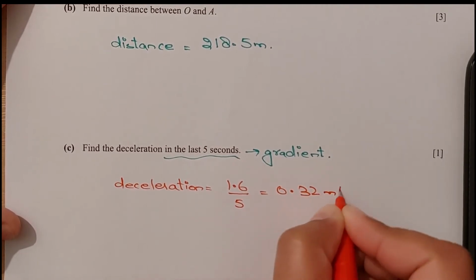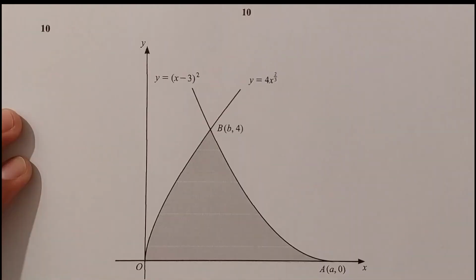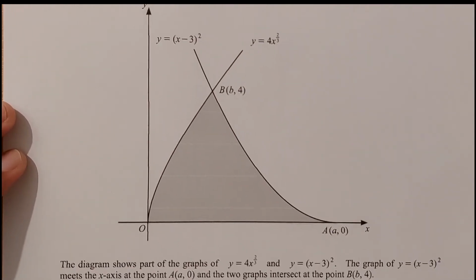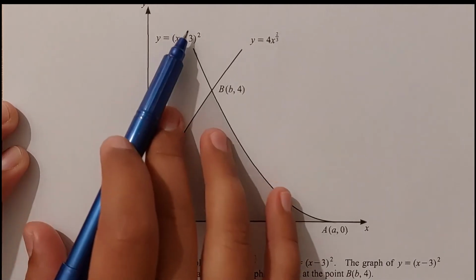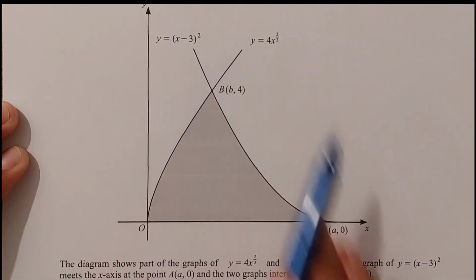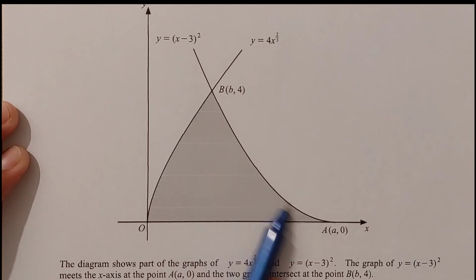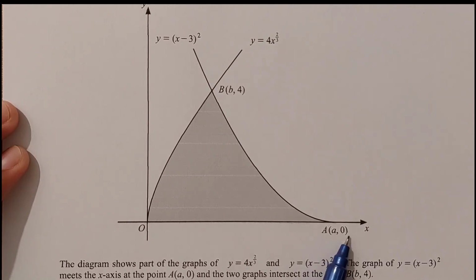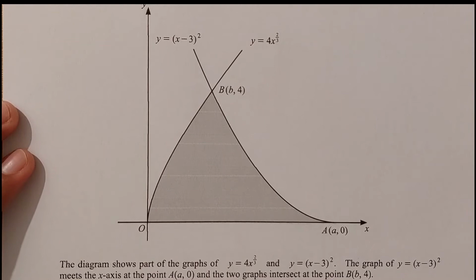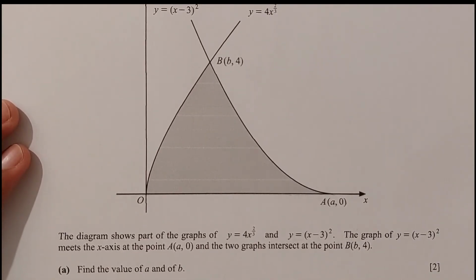0.32 meter per second scale, right? Question number 10. The diagram shows part of the graphs of this function, yeah, this one, and y equals to this function. The graph of this function meets the x-axis at point A, where x is a and y is 0, and the two graphs intersect at point B, where x is b and y is equal to 4. Okay, so for part A, find the value of a and of b.